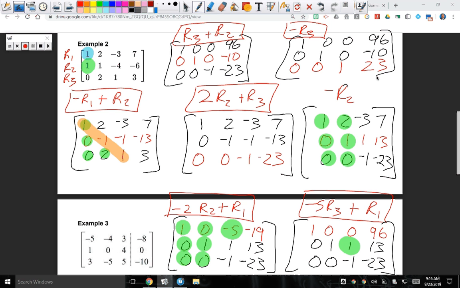And now, because this was X, Y, and Z, what's our X? 96. What's our Y? Negative 10. And what's our Z? 23.